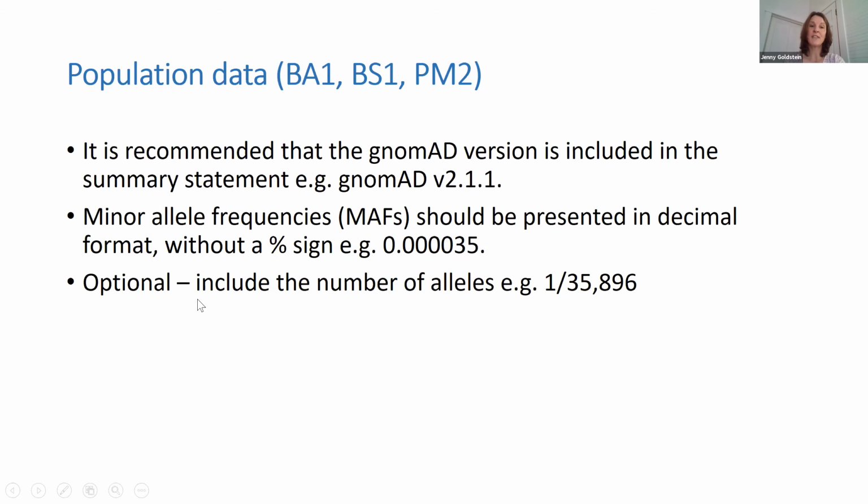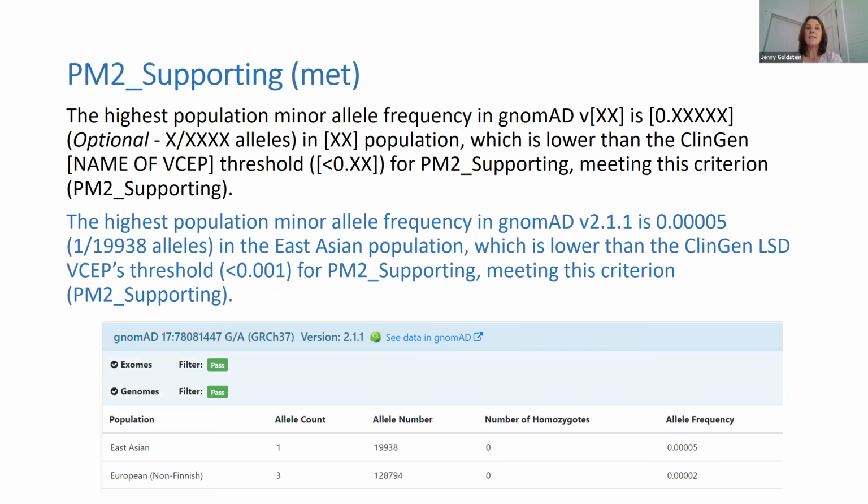And then also optional is to include the number of alleles. So for example, if the variant was found in 1 out of 35,000 alleles, you can include that information as well. And then with any major updates to gnomAD, if you are recurating these variants, you can certainly update this information as well. So this is an example for PM2 supporting being met. Just a reminder that the SVI is now recommending use of PM2 at the supporting level rather than the moderate level. There are recommendations on the SVI website regarding this change, but just wanted to mention that.